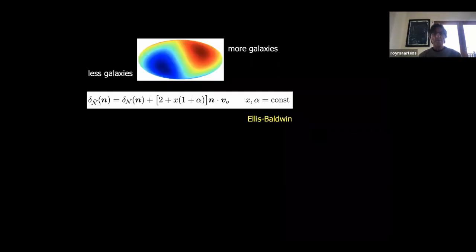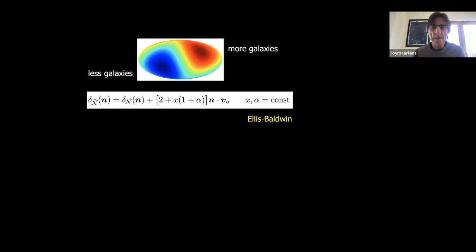So the simple formula was proposed by Ellis and Baldwin, and I'll be coming back to this formula later on. Their formula said that the number overdensity is the projected two-dimensional number density on the sky. For the moving observer, the number density contrast is corrected by a factor proportional to n dot v naught, just like for the CMB. But instead of having a 1, there's 2 plus x times 1 plus alpha, where x and alpha are two astrophysical constants, which I'll come back to later.